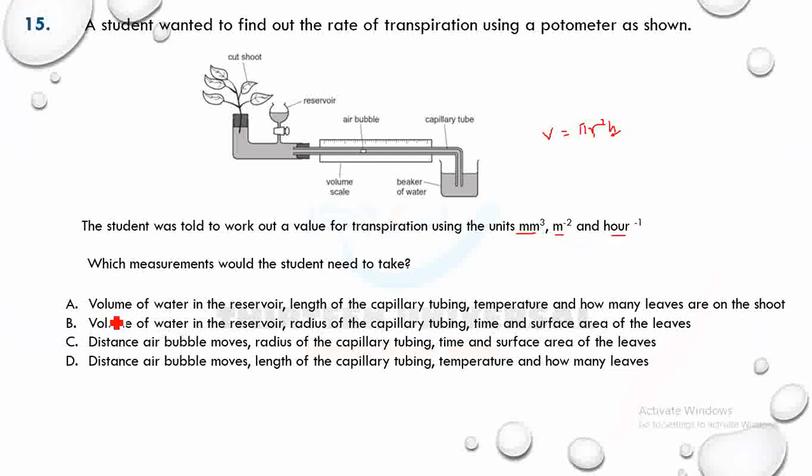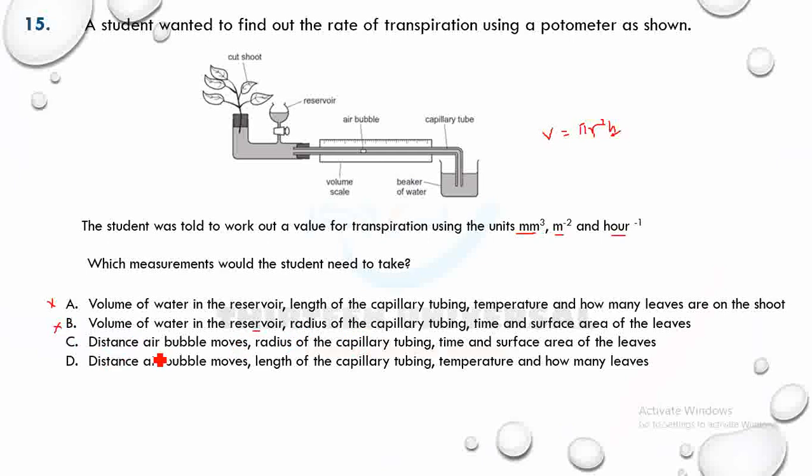So which one? A says volume of water in the reservoir, length of the capillary tubing. No, we don't need that. We need to know the distance moved by the air bubble, not the length. We need to measure the distance and then use it to calculate the volume. B says volume of water in the reservoir. No, we don't need the volume of water in the reservoir, though we need the radius of the capillary.